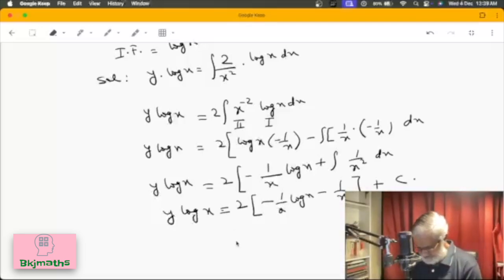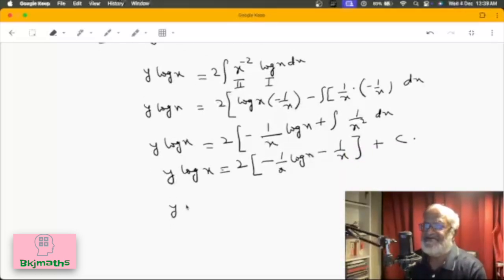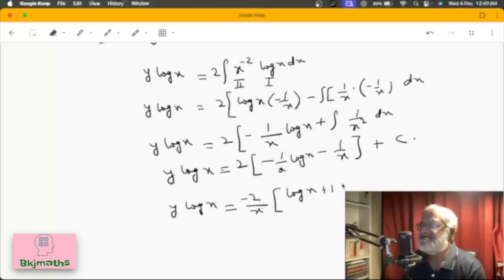Minus 1 upon x common. So y into log x equals 2 times minus, and in the denominator x common. So log x plus 1 plus c. Okay, thank you. This is the answer. Okay.